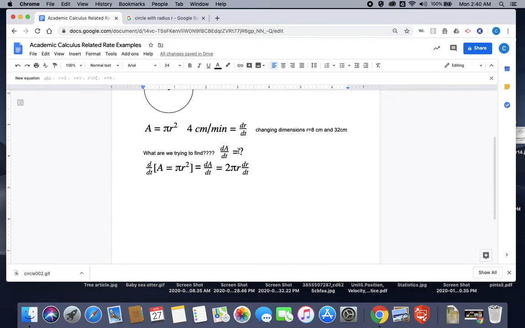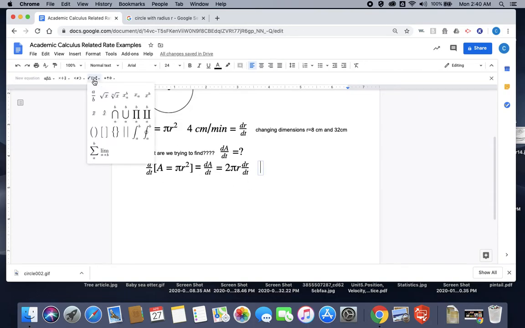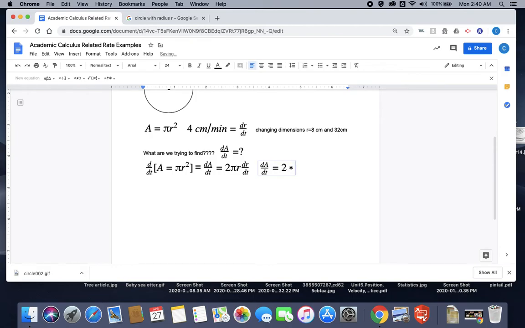Now at this point, we stop and look at what we have here. dA dt is what we're looking for. We've been given a dr dt value to plug in. We've been given radius to plug in. Pi and 2 are just constants. So we're going to go ahead and plug in our values. Let's go up here to new equation, fraction. When I plug this in, remember, we're looking for dA over dt is equal to 2 times pi.